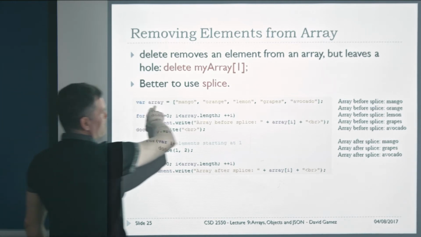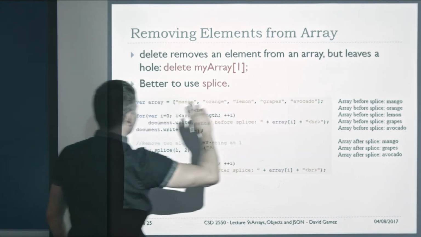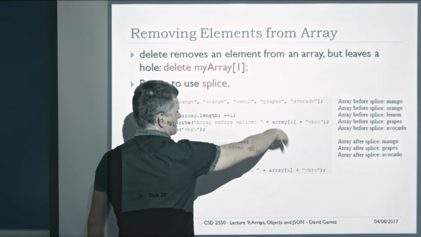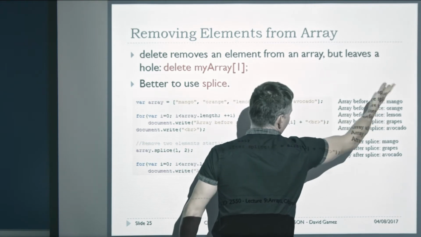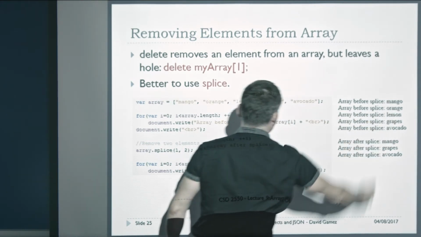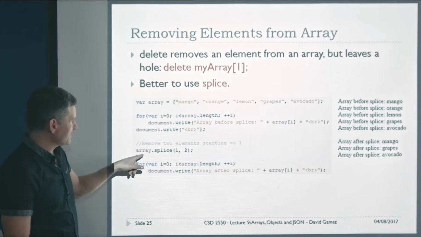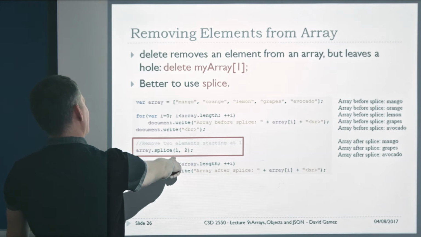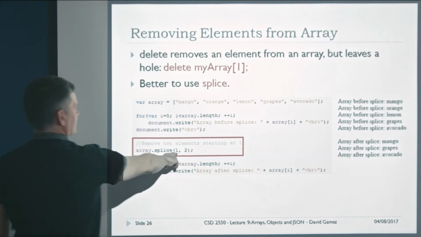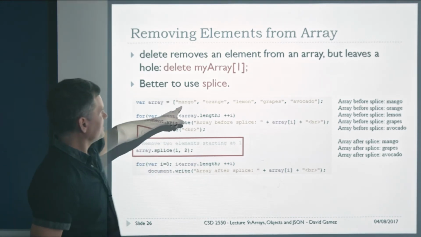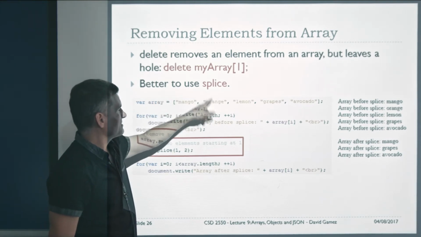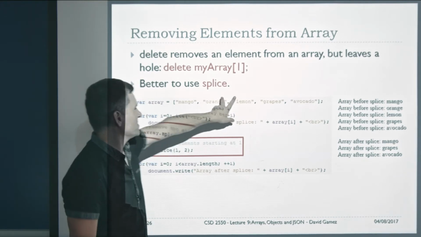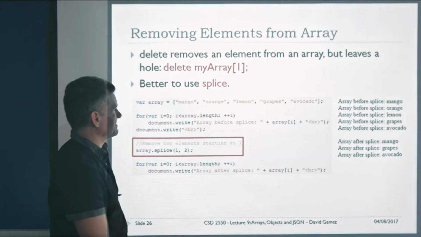So we've got an array here of mango, orange, lemon, grapes, and avocado, and this is outputting the array using a for loop. Don't worry about the details. The array before the splicing is mango, orange, lemon, grapes, and avocado. Then array.splice: we specify we want to remove two elements starting at index 1. So that's index 0, that's index 1. What the splice is going to do, with a bit of luck, is remove orange and lemon. It's going to remove two elements starting at this index here.